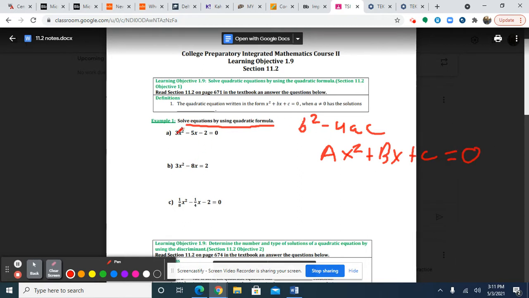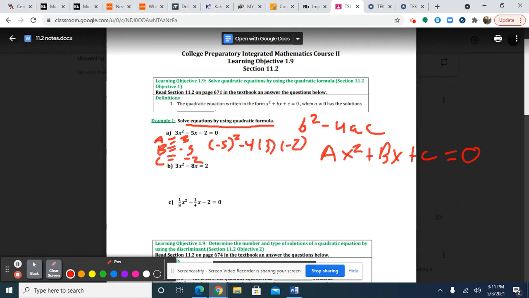Okay? So let's go ahead and find what our A is, what our B is, and what our C is. Our A should be what's attached to x squared, so that's 3. Our B is what's attached to x, so that's -5. And our C is that last number, -2. So setting this up, we have -5 squared minus 4 times 3 times -2.